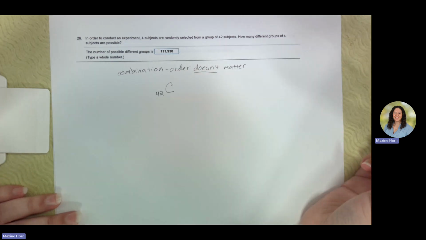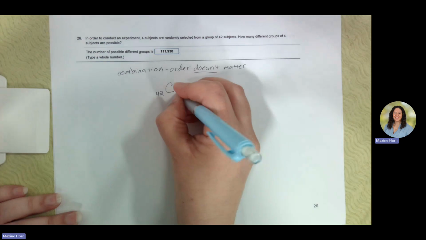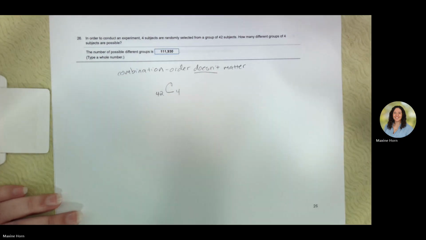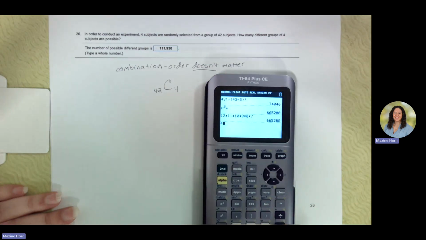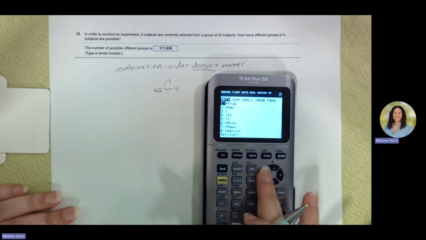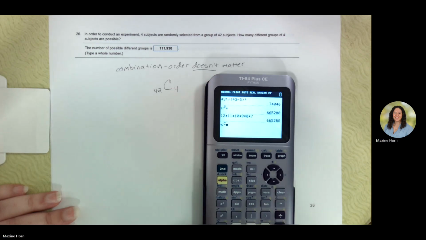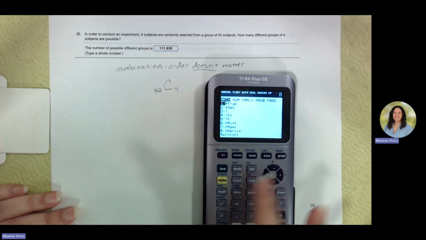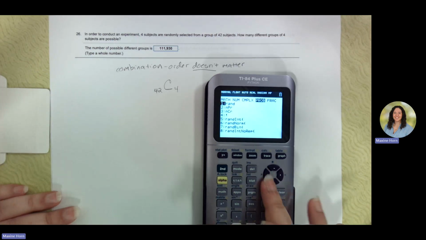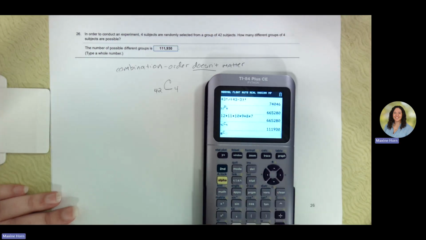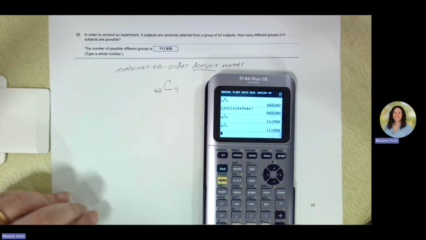So how many people do we have to choose from? 42. How many of them are in this randomly selected group? 4. So I'm going to do 42 math. This is, we're going to now do C, right? nCr and 4. And that's how they're getting that. Or you could go straight to that menu and then you'll have an opportunity to put in the 42 and then you just arrow over to the 4. Okay, you're still getting the same thing either time.